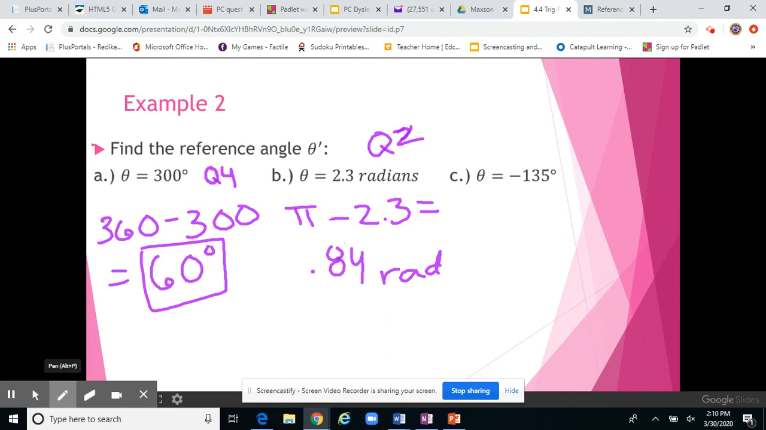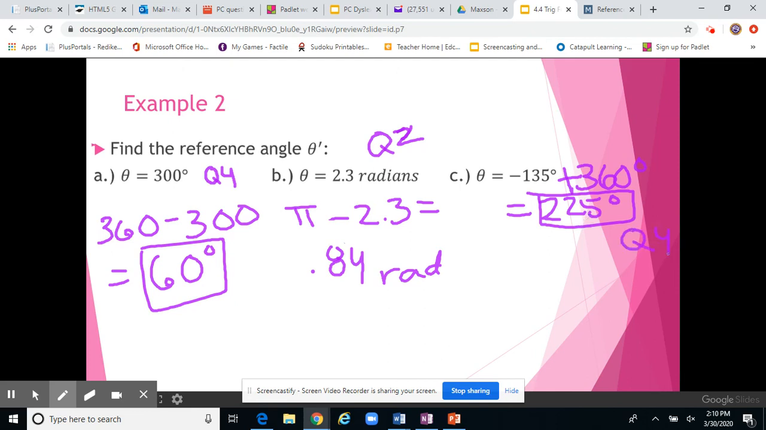For the last one, negative 135. So that is not between 0 and 360. So the first thing we have to do is add 360 degrees. We get 225. So now this is not our reference angle, but this is what we're going to use to find the reference angle.